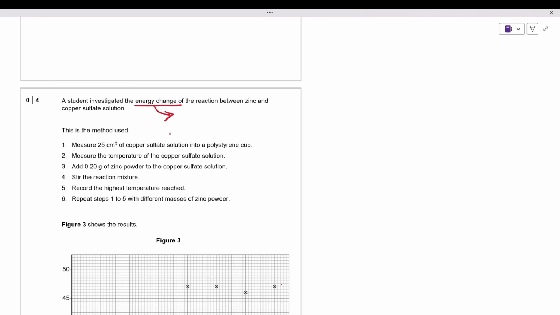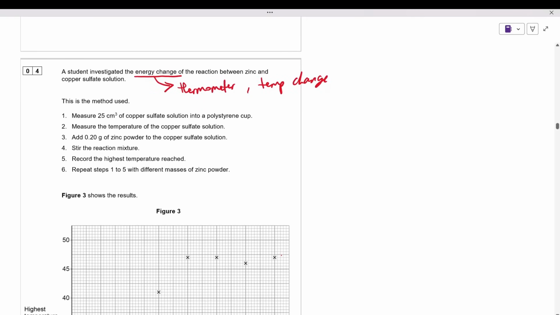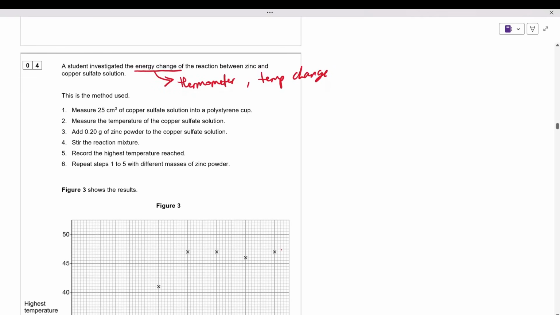For question number 4, this is regarding energy changes. A lot of these required practical scenarios from energy changes always use a thermometer to determine if something is exothermic or endothermic. So key thing: thermometer, and you're looking out for temperature change, to decide if something is endothermic or exothermic. This is between zinc and copper sulfate solution, and in this experiment, you use this method.